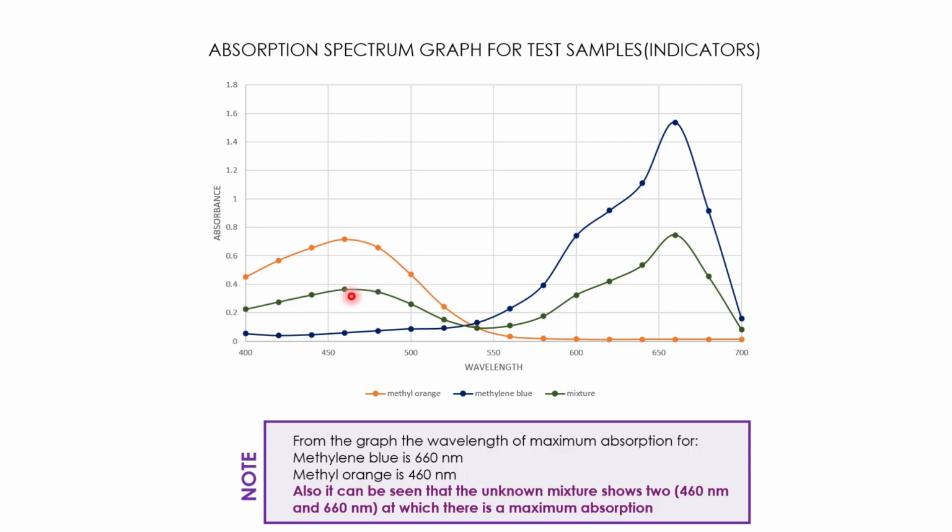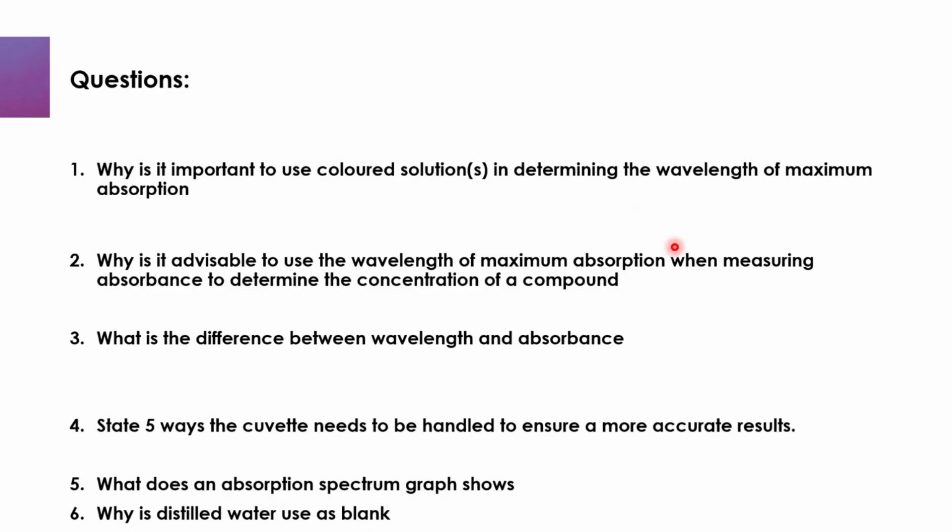So we can see that at the wavelength of 460 nanometer, the methyl orange in the mixture will have its maximum absorption over here, and also at the wavelength of 660 nanometer, the methylene blue in the mixture will also have its maximum absorption over here. So this is just the nature of graph that we are expecting. Now let's see some questions, and I'll advise you to try your hands on them.